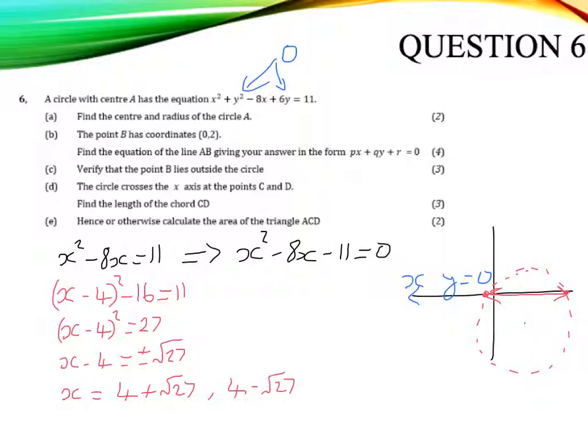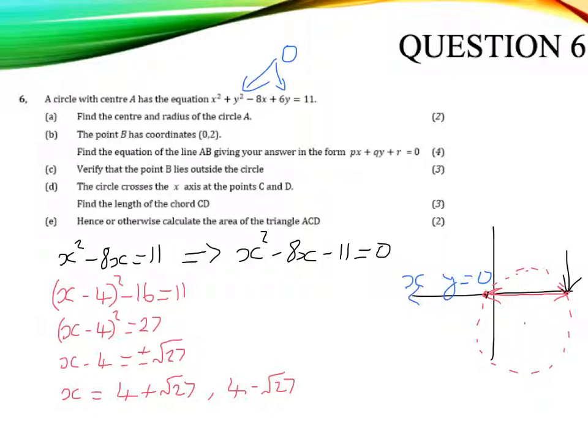Right, okay. So let's think about which of these is going to be which point then. I think that this point over here is going to be the 4 plus root 27. It's a positive value. So 4 plus root 27 is going to be this one. And this one down here is the 4 minus root 27. But that still hasn't worked out a line length. I've just got 2 coordinates.